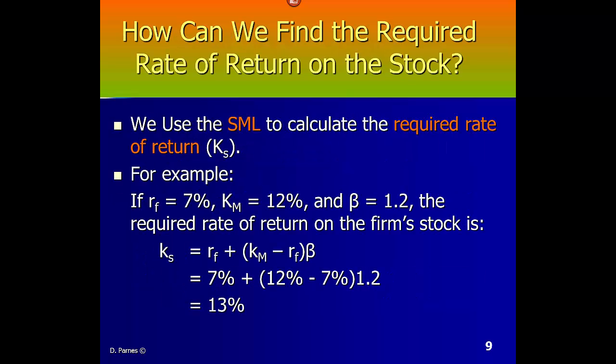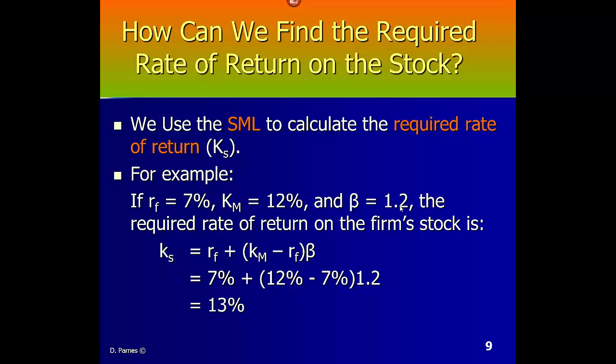How can we find the required rate of return on the stock? Very simple, we use the security market line. We already did that several times in the past. Let's see an example. If you know that the risk-free interest rate, which we usually measure from treasury bonds, is 7% per year, the market return is 12%, and beta of a stock is 1.2. That's an aggressive stock. Remember, beta bigger than 1.